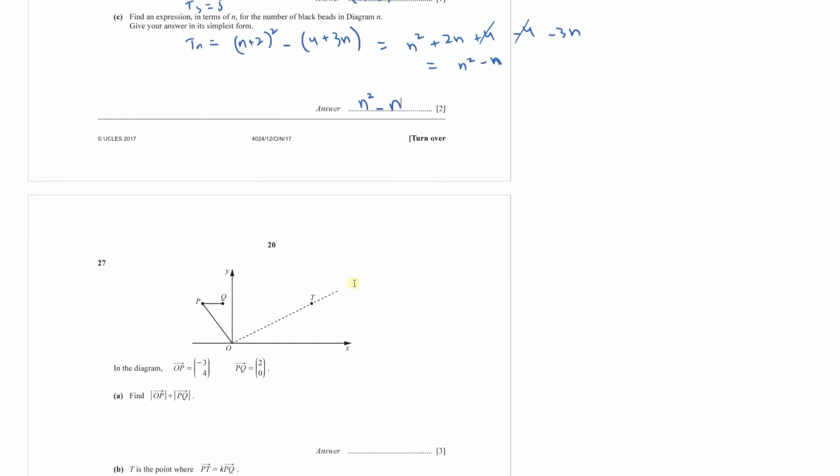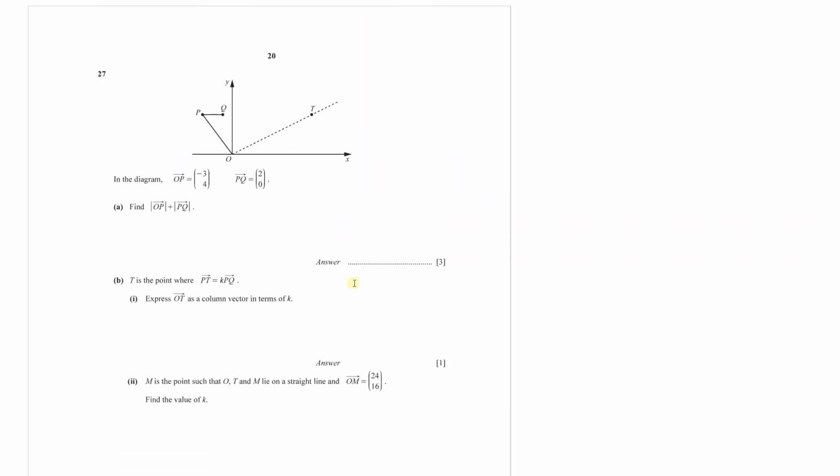So let's move on to question number 27. In the diagram, vector OP is given as this, minus 3 and 4. PQ is 2, 0. Find magnitude of OP plus magnitude of PQ. So you have to find this magnitude OP plus magnitude PQ. In fact, it's a straight line.